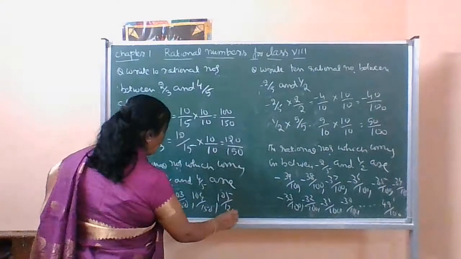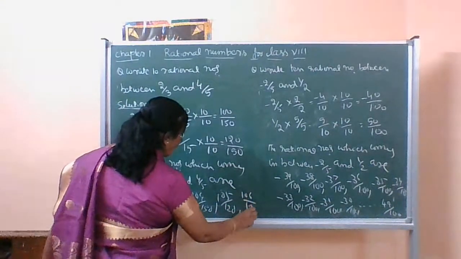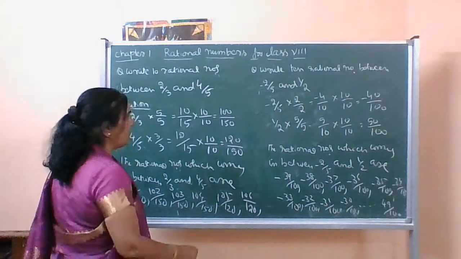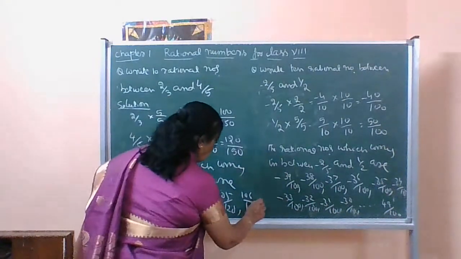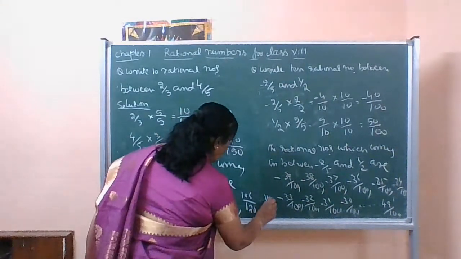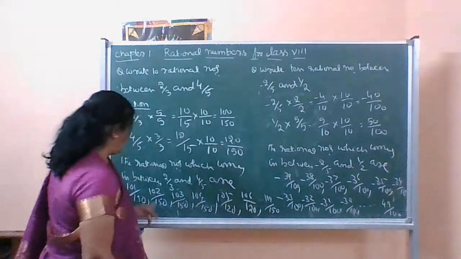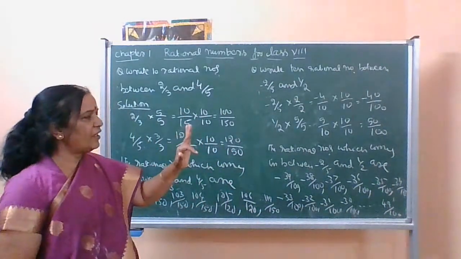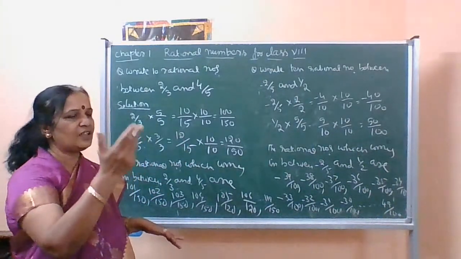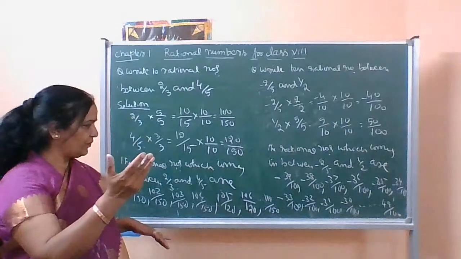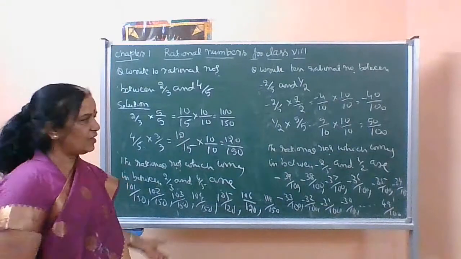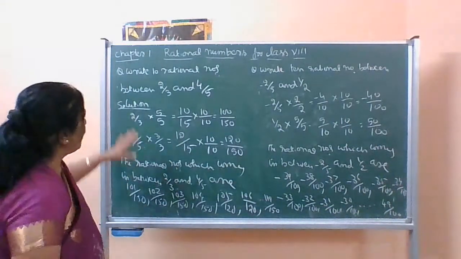105 by 150, 106 by 150, and like this if you write, 107 by 150, and then put some dots, and then it will be 119 by 150. Like this, 101, 102, 103, up to 110, and then you already got 10 and you can write 8 more. Therefore, what you will do?